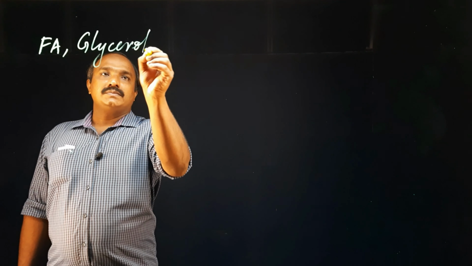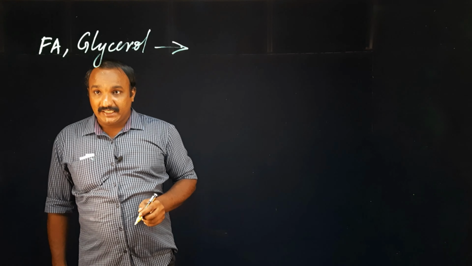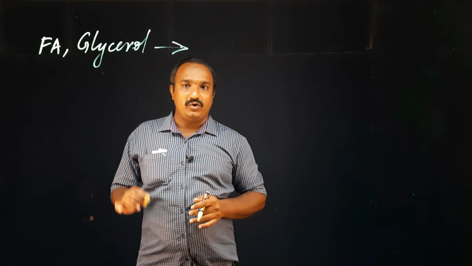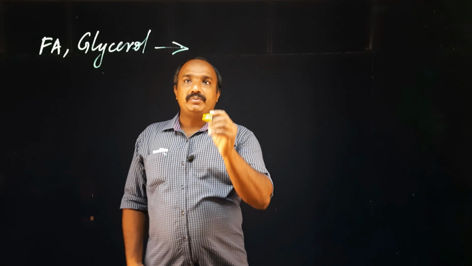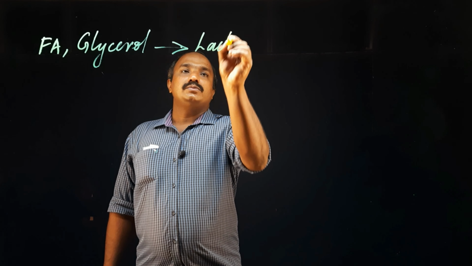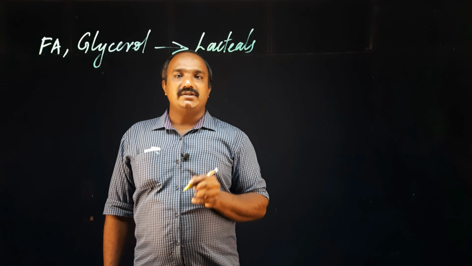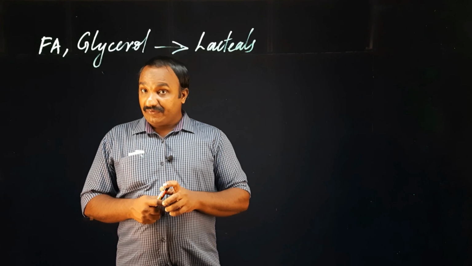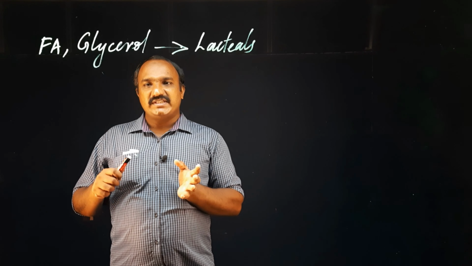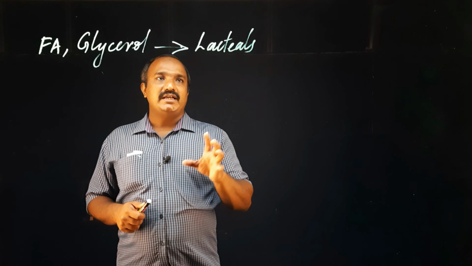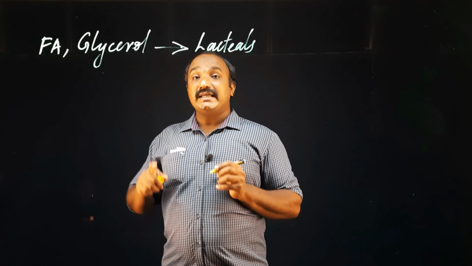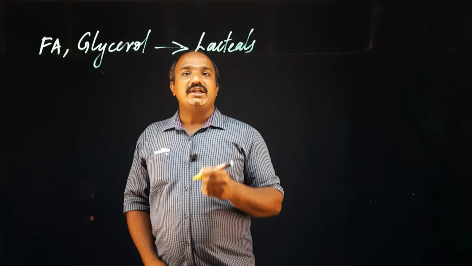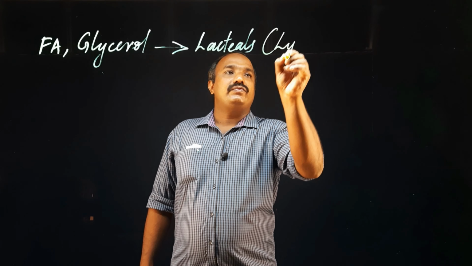Fatty acid, glycerol. These two components are the last product formed after the digestion of fat. So these two are absorbed into lacteals. Lacteals are the part of the lymph duct, like we say capillaries in the case of blood vessels. In the case of the lymph duct, the minute part is called lacteals. So as the capillary contains blood, what should the lacteals contain? It contains lymph.